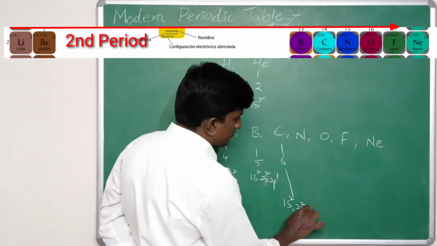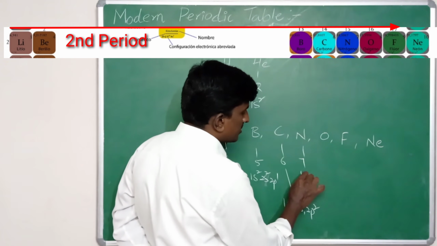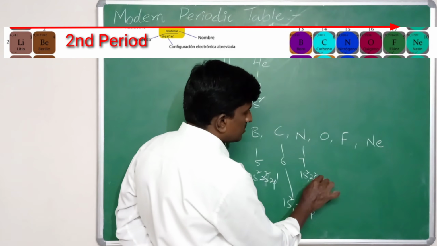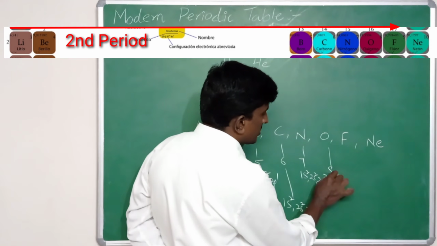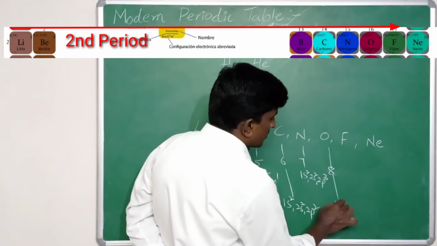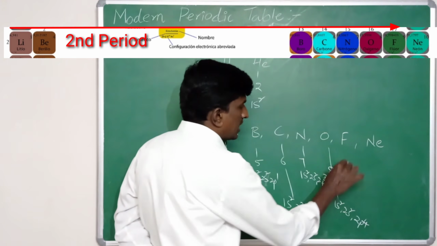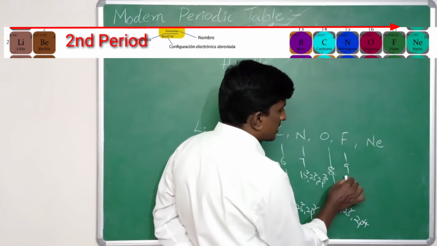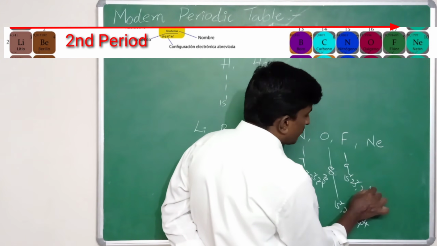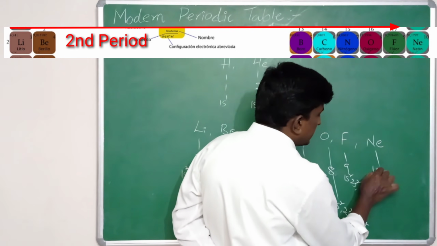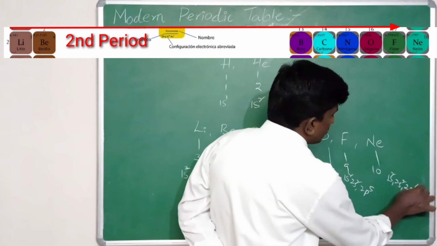Similarly, carbon is 6, so 1s2, 2s2, 2p2, and nitrogen is 7, its electron configuration 1s2, 2s2, 2p3, and oxygen, its atomic number is 8, 1s2, 2s2, 2p4, and fluorine, its atomic number 9, 1s2, 2s2, 2p5, and similarly neon, its electronic configuration 1s2, 2s2, 2p6.